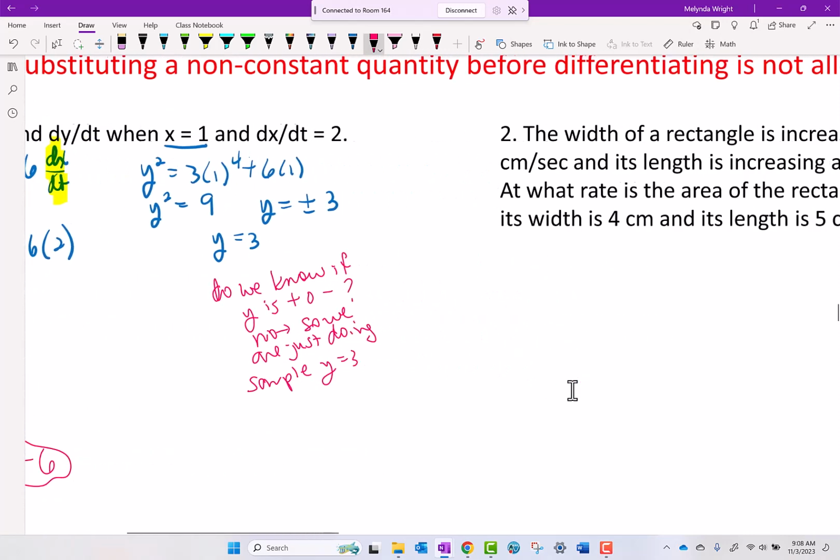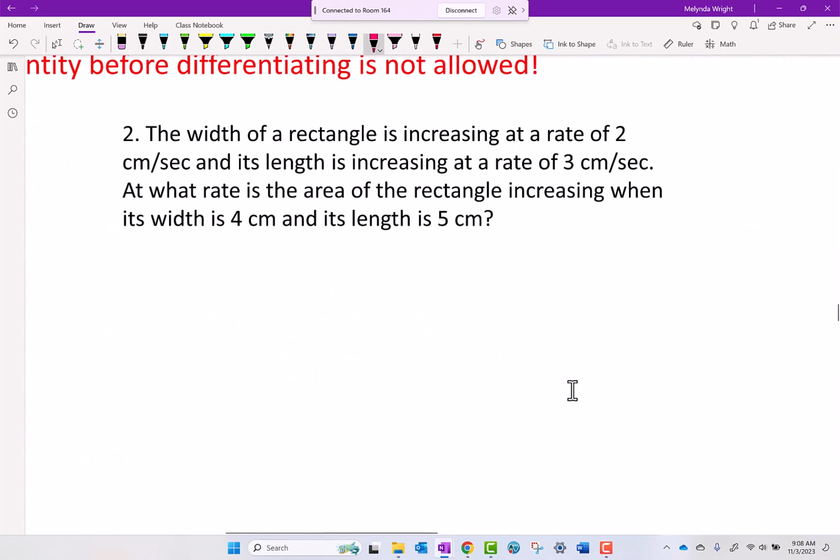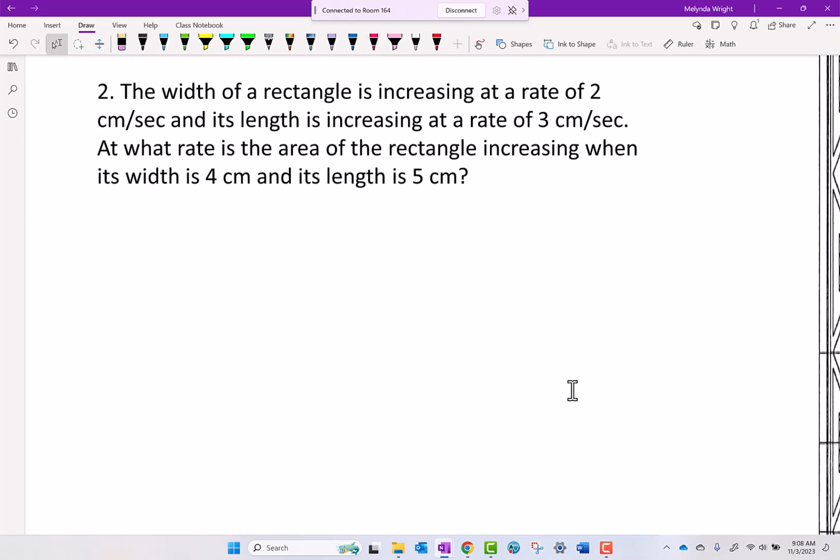All right, so number 2, we have the width of a rectangle is increasing at a rate of 2 centimeters per second, and its length is increasing at a rate of 3 centimeters per second. At what rate is the area of the rectangle increasing when the width is 4 and the length is 5? So I'm going to highlight the things that we're looking at. We need a width of a rectangle, and we need a length. And what are they wanting us to do? They want us to talk about area. Okay, so those are the things that we need to consider.